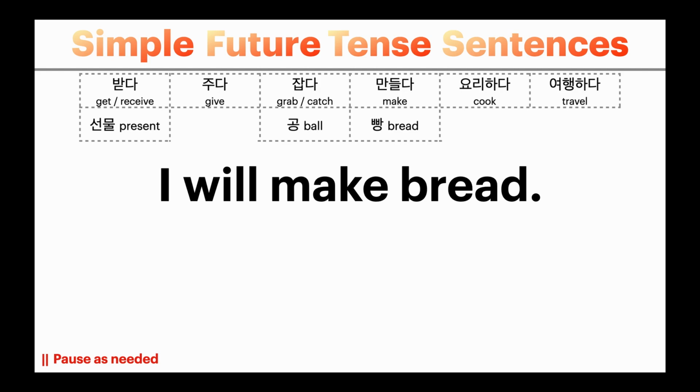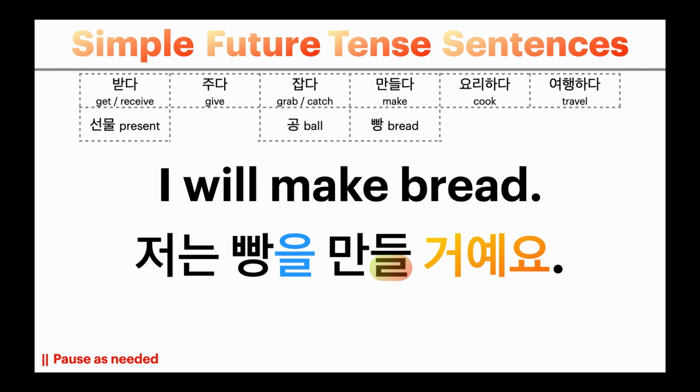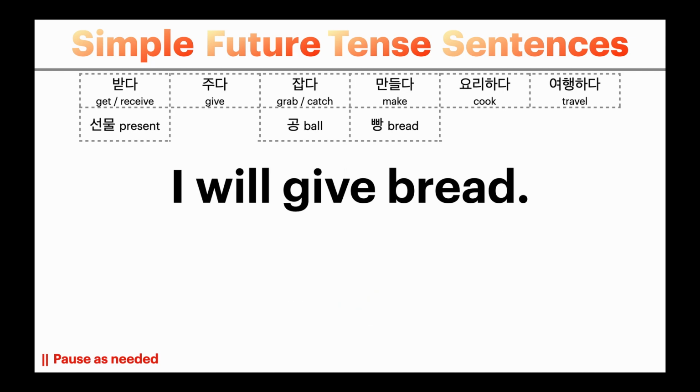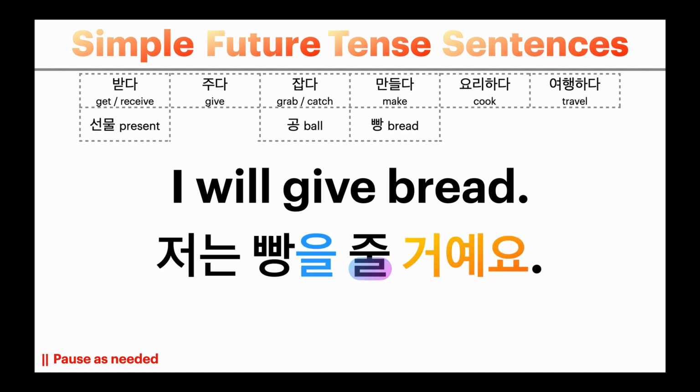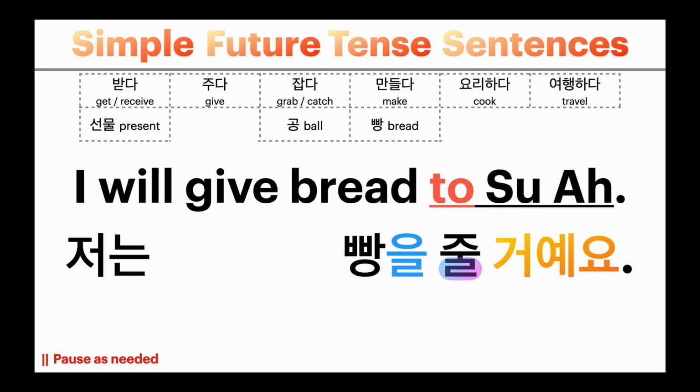I will make bread. 저는 빵을 만들 거예요. I will give bread. 저는 빵을 줄 거예요. I will give bread to Sua. And Sua is our friend, so we don't need to add she to her name. 저는 수아한테 빵을 줄 거예요.